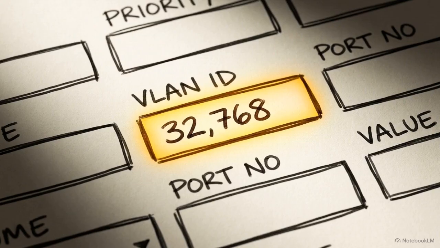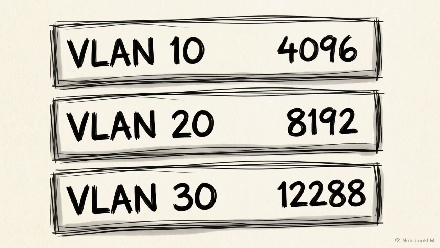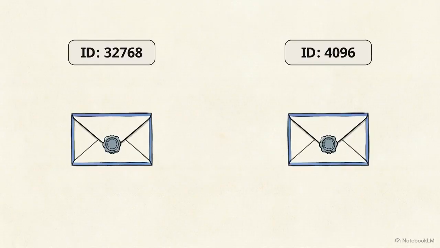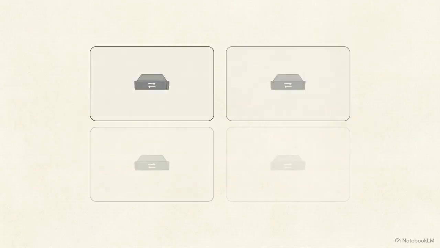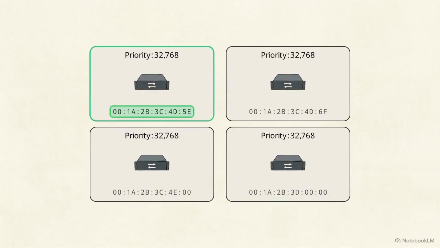By default, the bridge priority is set to 32,768. Network engineers can manually configure this value in increments of 4,096 to dictate which switch wins, with the increments accommodating specific VLAN identifiers. The logic of the election is absolute. The switch broadcasting the numerically lowest bridge ID wins the title. If an engineer leaves all priorities at their default settings, the tie is broken by the hardware itself. The switch with the numerically lowest factory MAC address is elected root bridge.